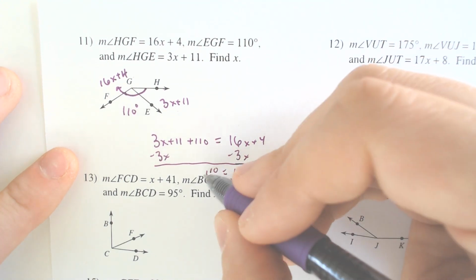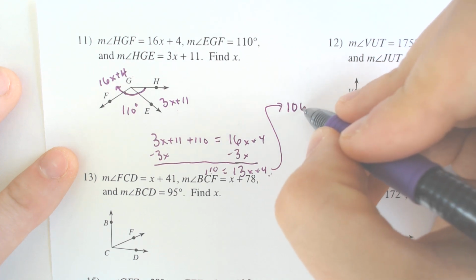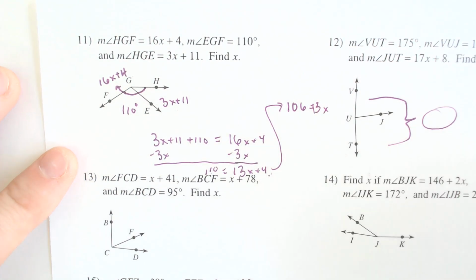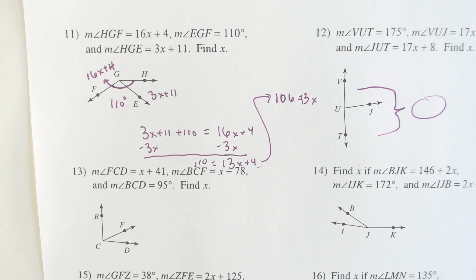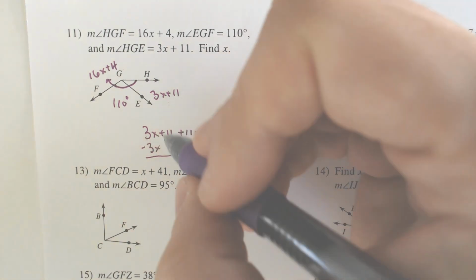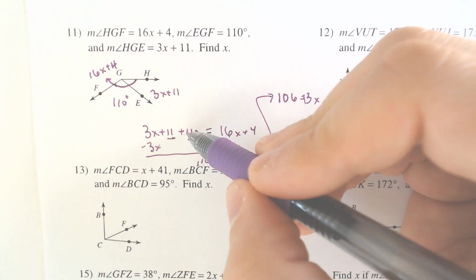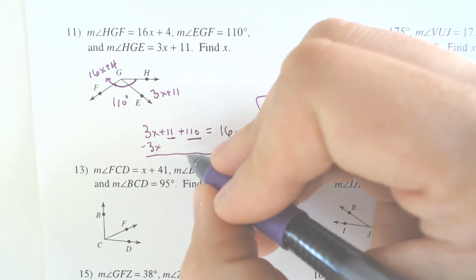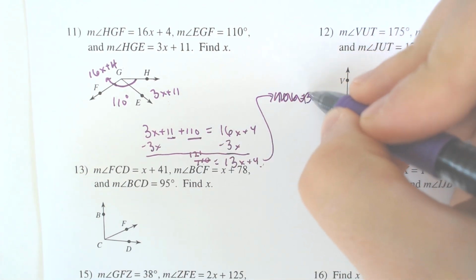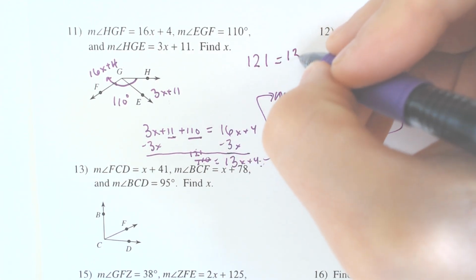I'm out of room. I'm going to subtract the 4 from 110. If I subtract 4 from 110, I get 106 is equal to 13x. And we divide by 13. 106 divided by 13 is a decimal, unless I made a mistake, which I did. What do we have here with the 110 and the 11? What does that add to make? 110 and 11 add to make 121. And when you subtract 4 from 121, let's rewrite it. 121 is equal to 13x plus 4.